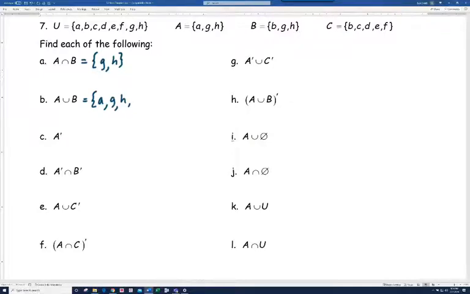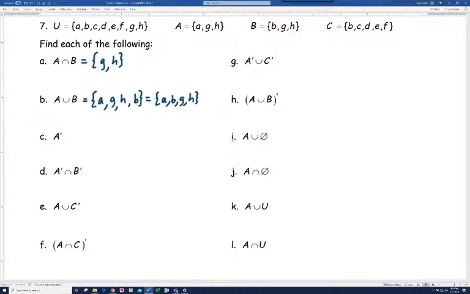And then I want to add to that anything in B that I don't already have. Well, I already have G and H, but I don't have B, so I need to add B in here. Now, normally we'll change the order so that it's in alphabetical order, so we get A, B, G, and H.